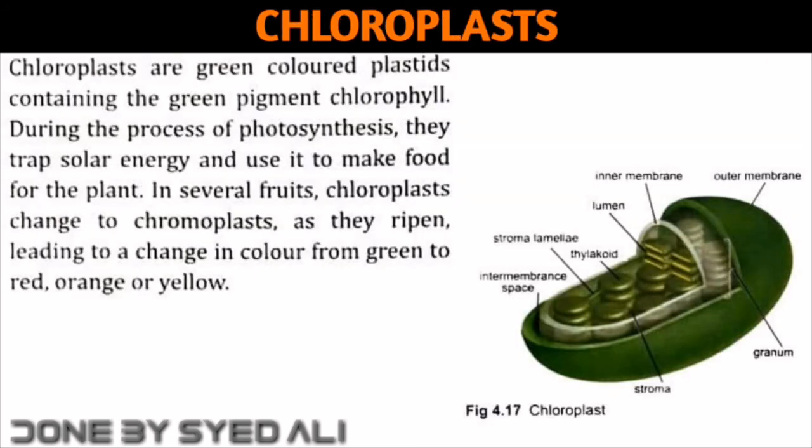Chloroplasts are green colored plastids containing the green pigment chlorophyll. During the process of photosynthesis, they trap solar energy and use it to make food for the plant. In several fruits, chloroplasts change to chromoplasts as they ripen, leading to a change in color from green to red, orange, or yellow.